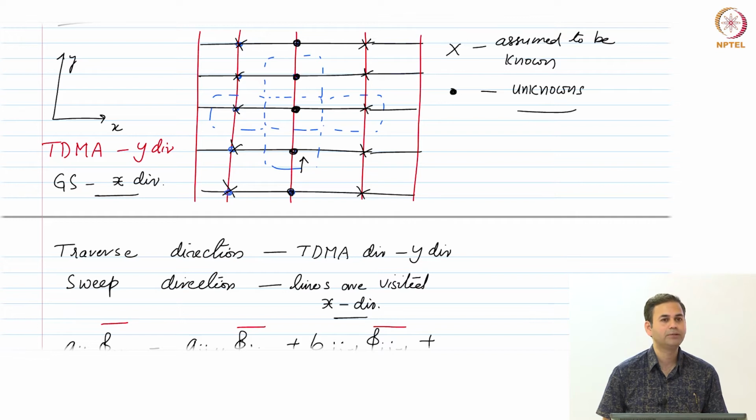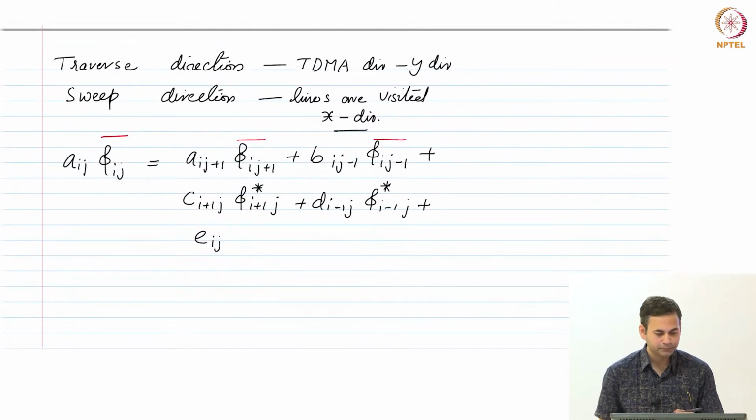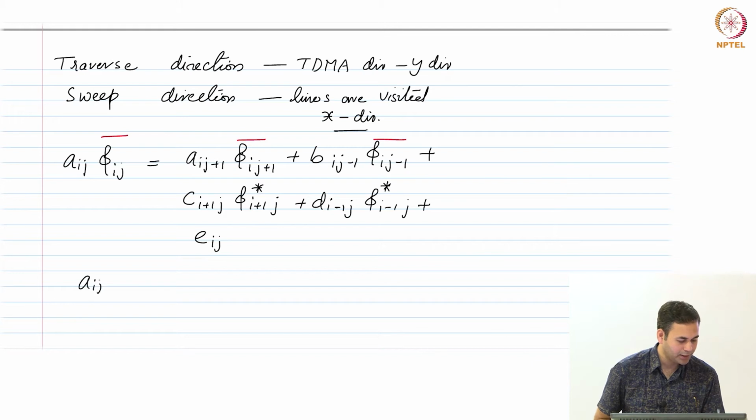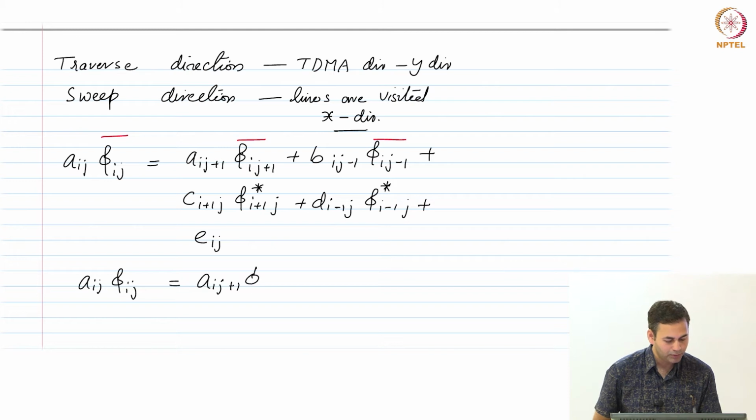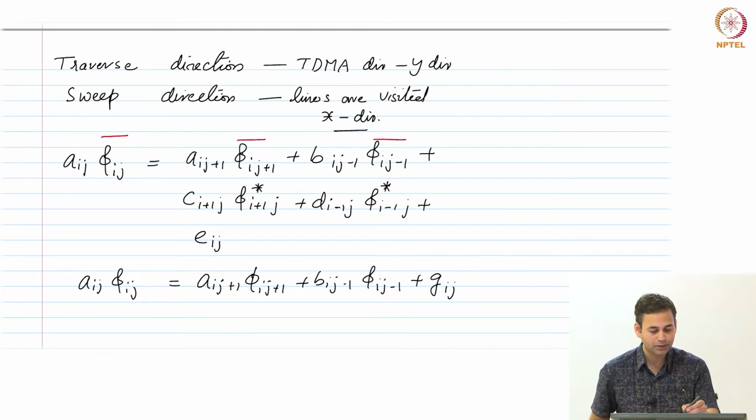Now can you extend the same concept to 3D, right. So we have one line and then you have 4 neighbors, right. So you have 2 more terms which are on the top and bottom, they will also be treated as knowns, right, they will also be treated as known values. Fine. Then I can rewrite this equation as A_ij phi_ij equals A_ij+1 phi_ij+1 plus B_ij-1 phi_ij-1 plus some G_ij, where G_ij consists of what?